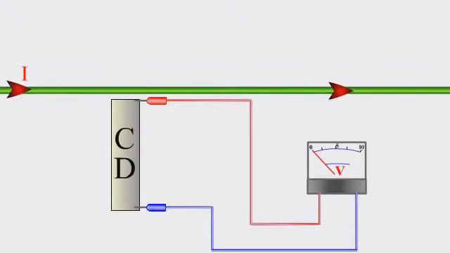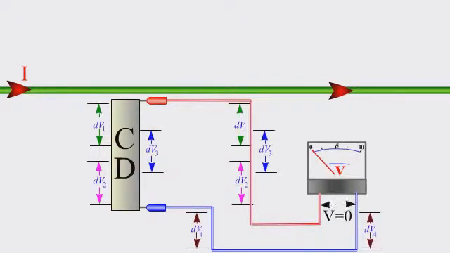Additionally, to make matters worse, the parts of the probes that are equidistant from the wire AB are at equipotential. Therefore, the multimeter always reads 0, and it fails to detect this potential.